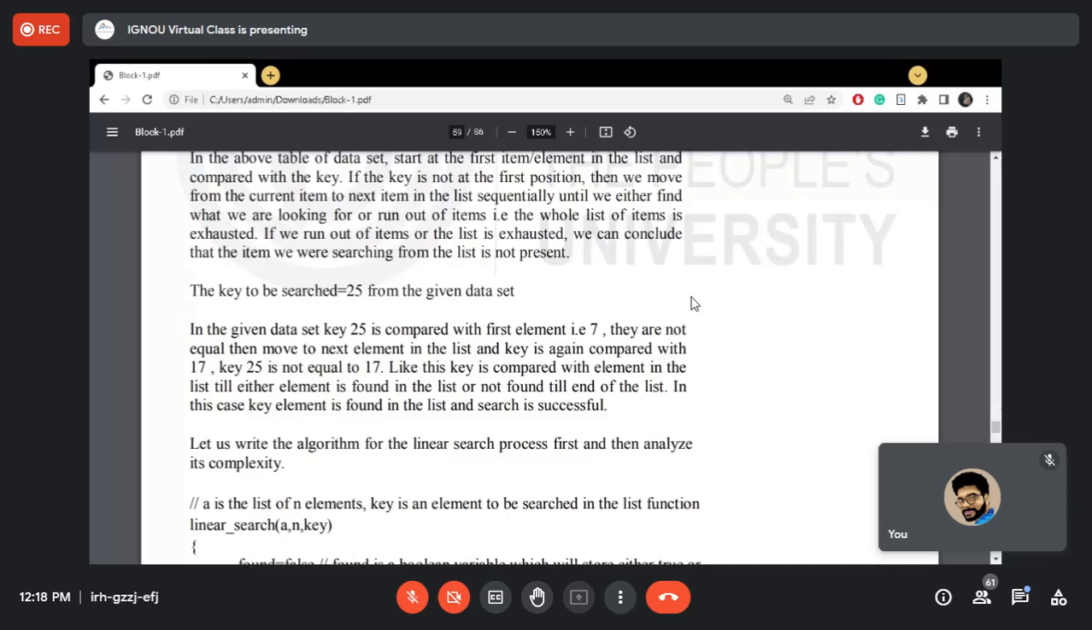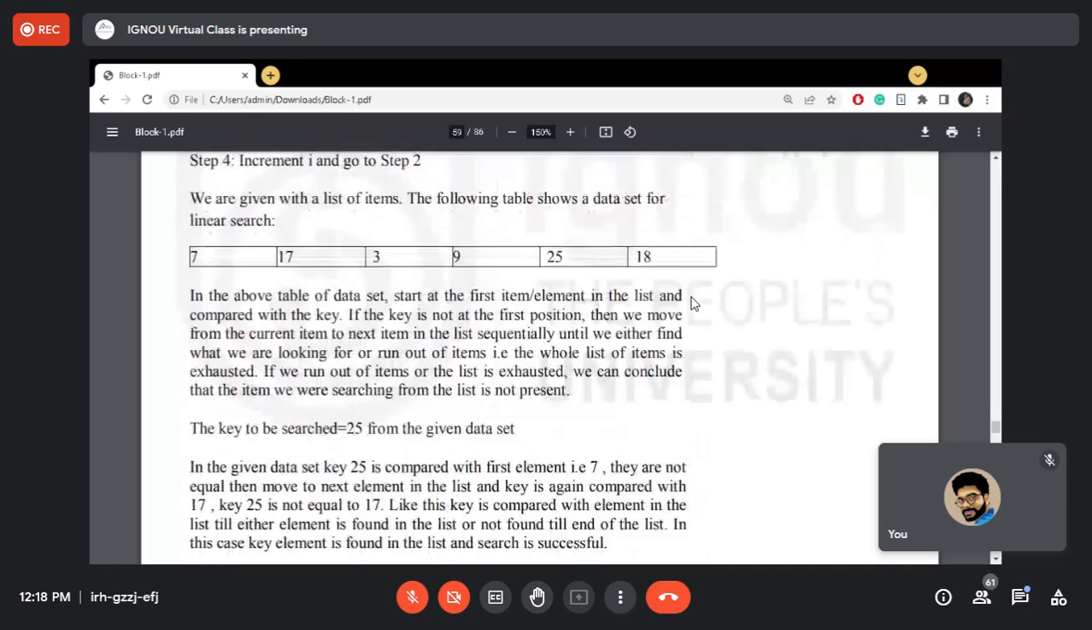So here is an example. We are given a list of items. The following table shows a data set for linear search. So here the key element that you have to search is 25. So what do you have to do here?